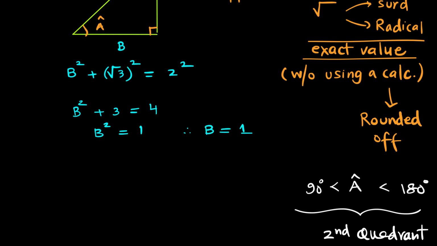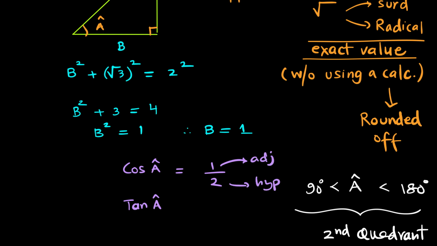Now, from this triangle, let's write down the value of cosine of A and tangent of A. Cosine of A is coming out to be 1 over 2. 1 is the adjacent, 2 is the hypotenuse. And tangent of A, if it's needed, the value is root 3 over 1. Root 3 is opposite and 1 is adjacent. Also, based upon the quadrant, the value of cosine has a negative sign. The value of tangent has a negative sign.